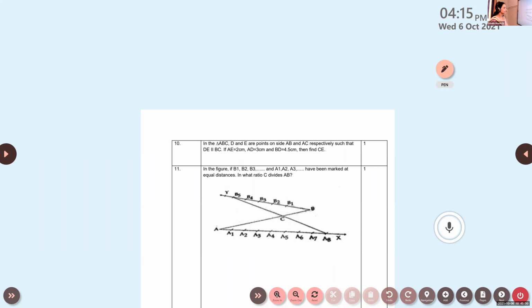In triangle ABC. Figure is not given. Okay, for the board exam, you will be given like this. Some statement will be given. You have to draw the figure. Read the question, draw the figure, and check which theorem you have to use. Then find the answer.